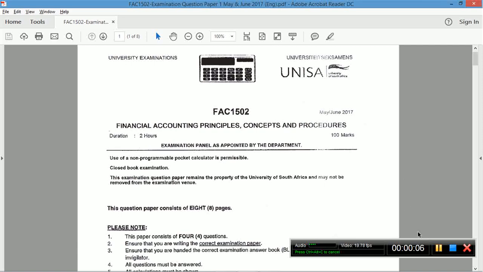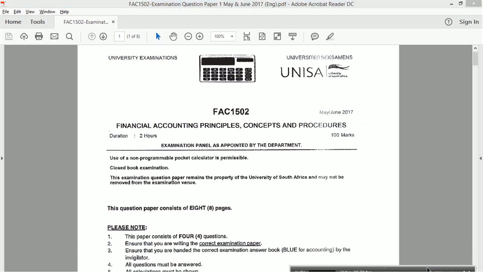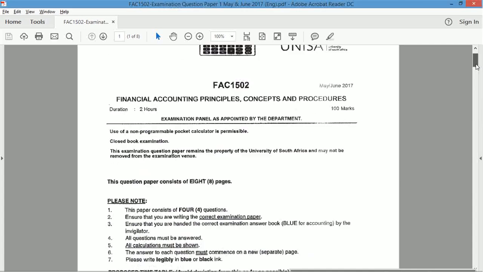So May, June 2017, that's the past paper we're looking at here, FAC1502. Exam technique is very important in terms of preparation and approach. When I look at this exam, I'm looking for easy questions.